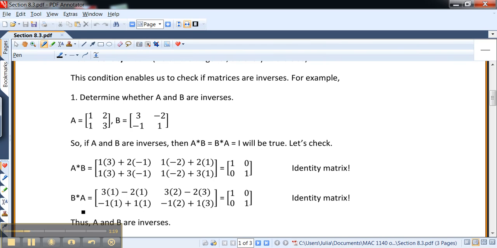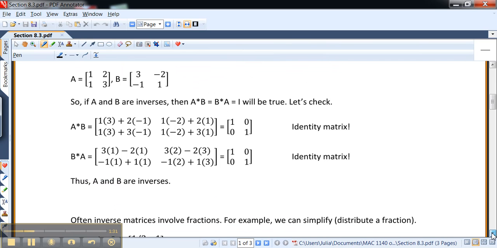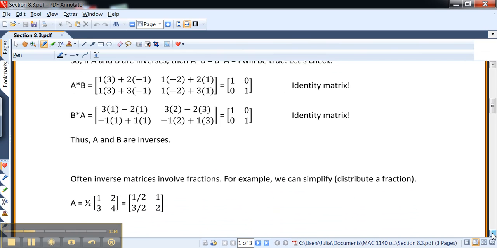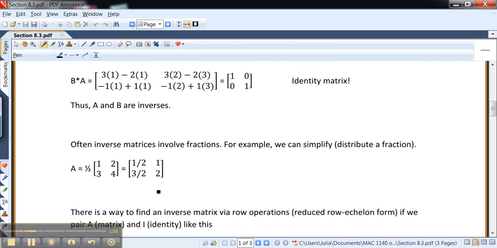So they would be inverses if this is true in both cases, which looks like for these two, yes, we do get an identity matrix, so we get an inverse. They're both inverse matrices. Often, a lot of times, inverse matrices involve fractions. For example, if we see something like this, we can distribute 1/2. So some of them we get fractions, and others we can simplify.